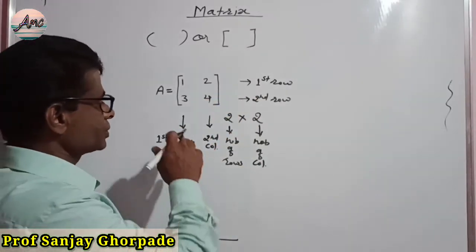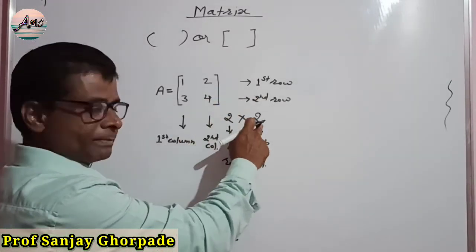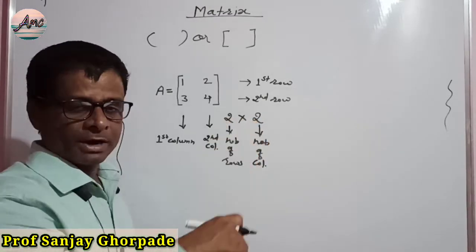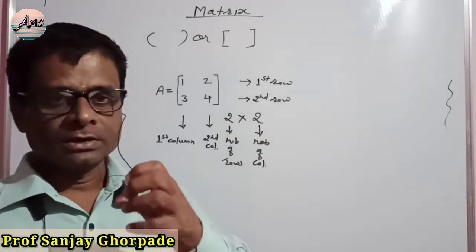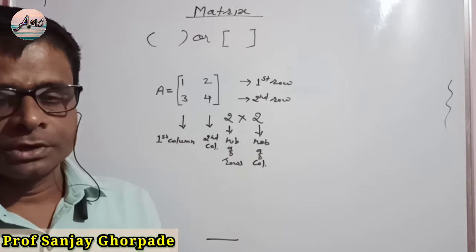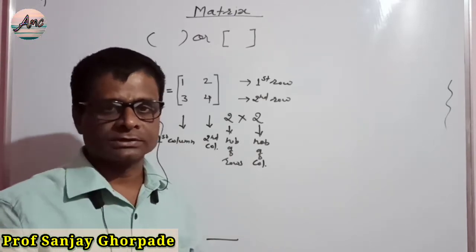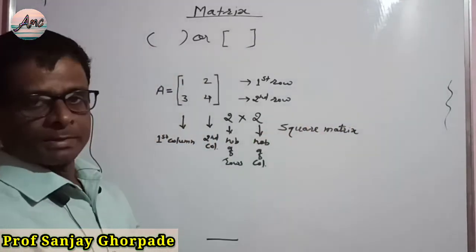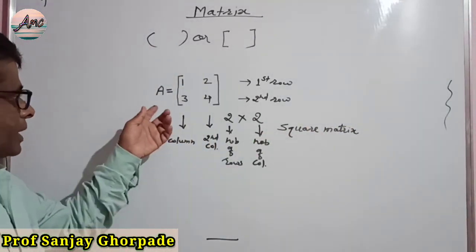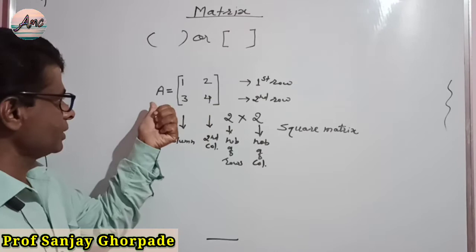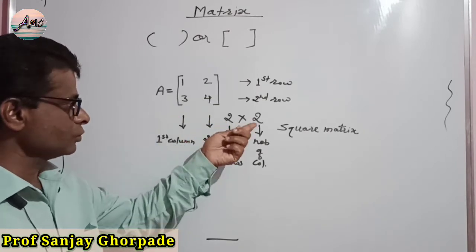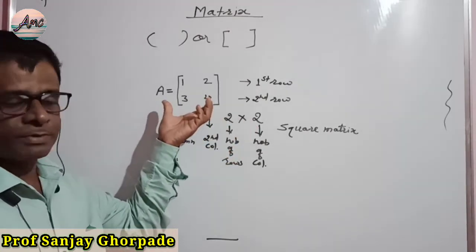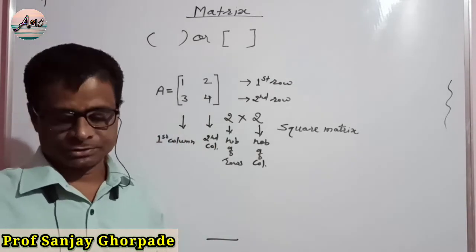So if a matrix consists of the same number of rows and columns, or a matrix having the number of rows equal to the number of columns, then that matrix is known as a square matrix. So A is a square matrix. The matrix consists of 2 rows and 2 columns. Therefore, this matrix is to be considered as a square matrix.